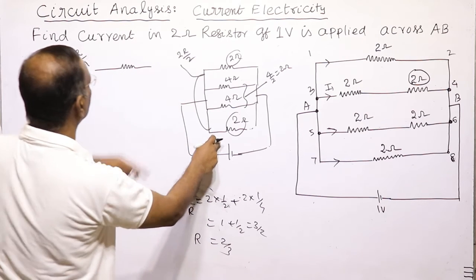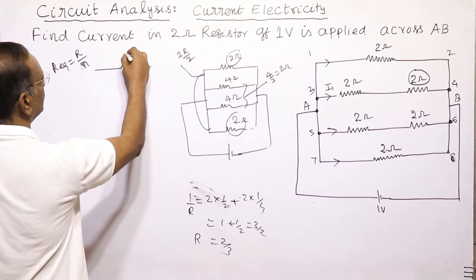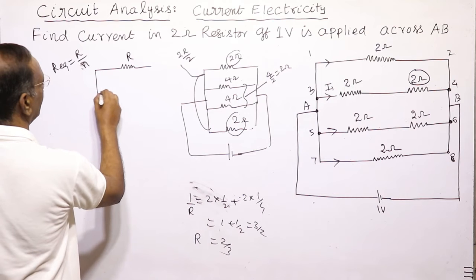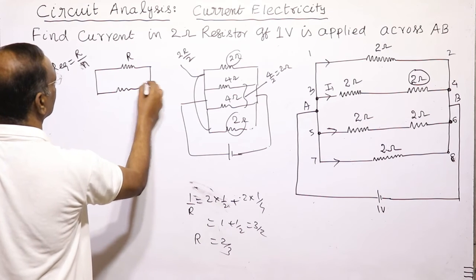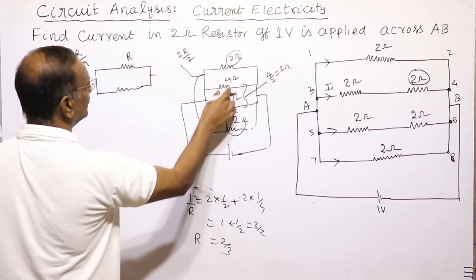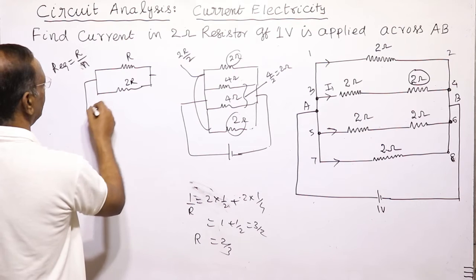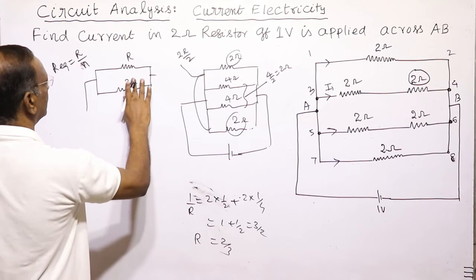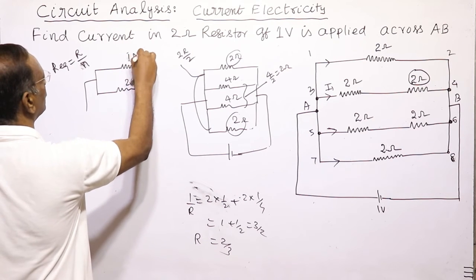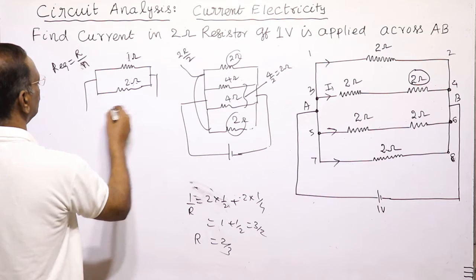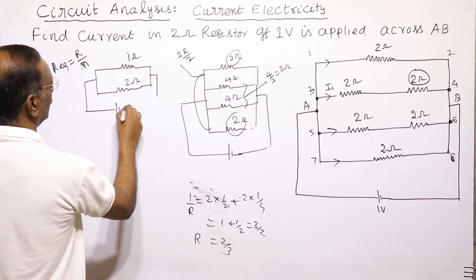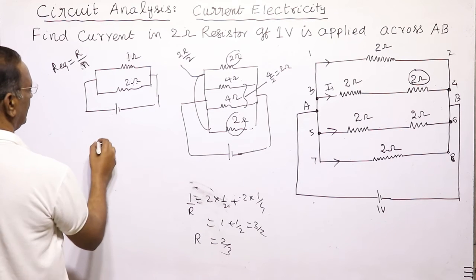This and this, 2 divided by 2, is equal to R. And again, this is 4 divided by 2, which is 2R. 2R, 2 ohm, that is not R. 1 ohm, 2 ohm, 1 volt is applied. So this is R equivalent.